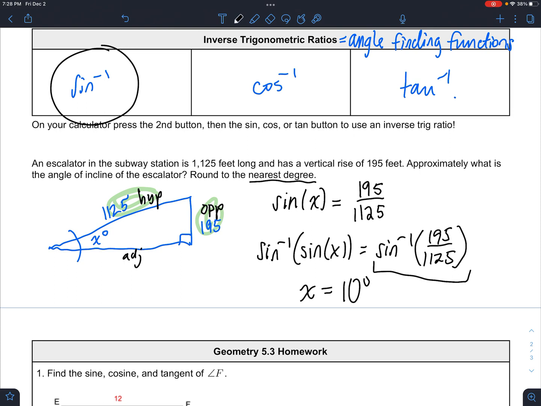To the nearest degree. So that escalator, it's not steep, right? It goes up very gradually. It's also over 3 football fields long, so it seems really, really large. I would like to see this escalator.